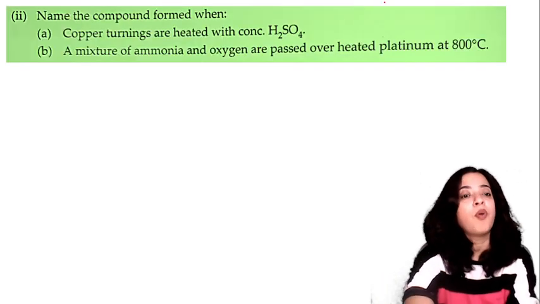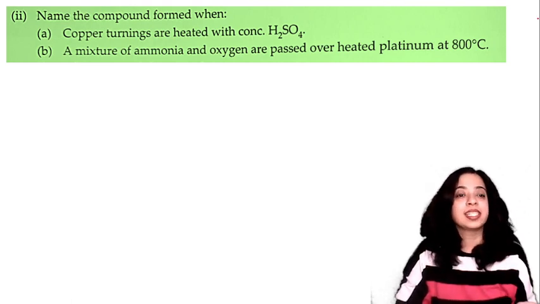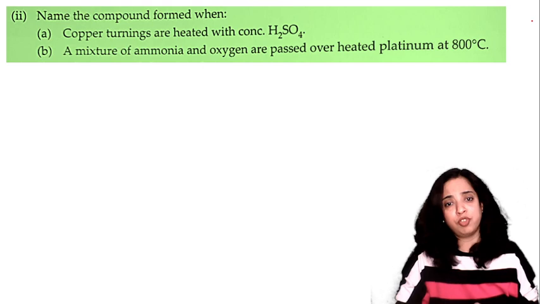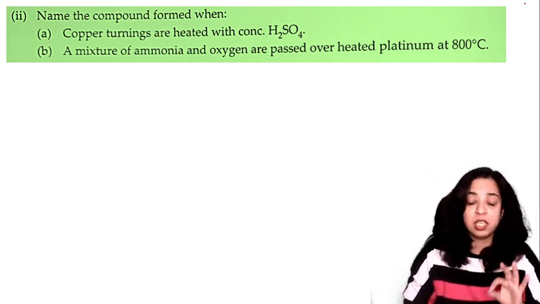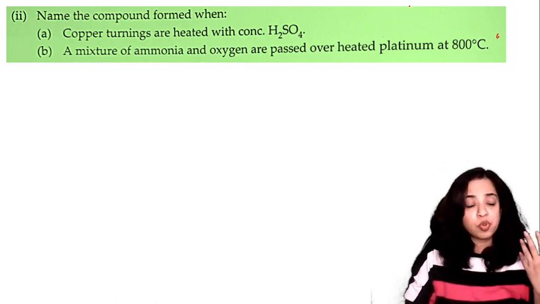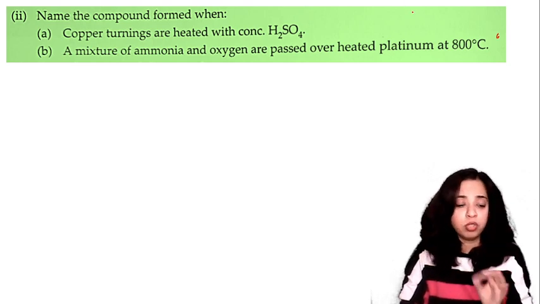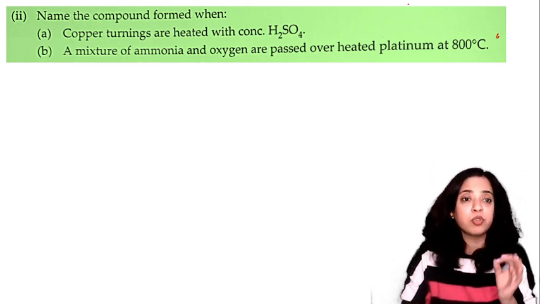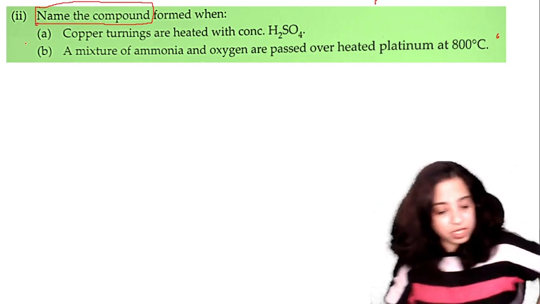Name the compound formed when copper turnings are heated with concentrated H2SO4. And second, a mixture of ammonia and oxygen is passed over heated platinum at 800 degrees Celsius. So read the question carefully, children. You are not supposed to give the reactions. If you don't know the reactions, that's completely okay. You just have to name the compound. Read the question, name the compound. But I will give you the reaction here so that you know how it is done.